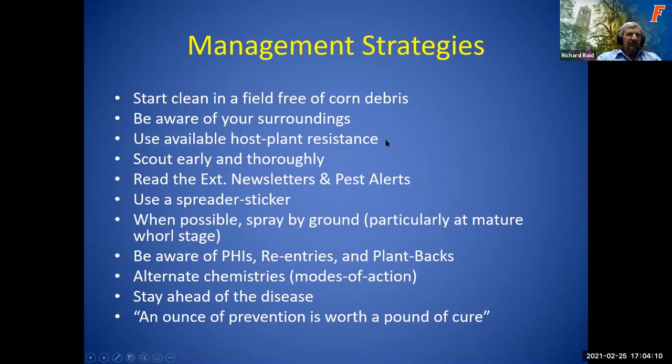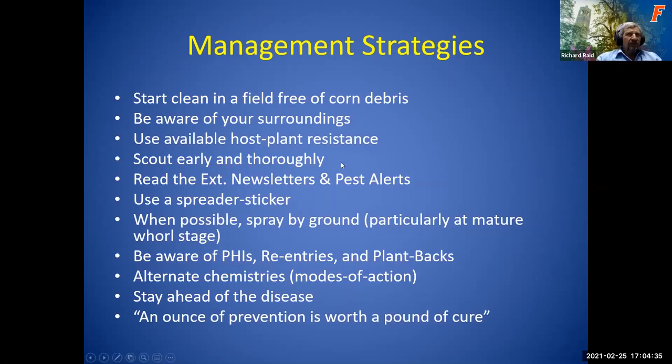But if you've got resistance to use and you've got good varieties that are acceptable for your market, use that host plant resistance as much as possible. You can really reduce the amount of spraying that you're going to have to do. Scout early and thoroughly and know what's going on in your fields. And this means really scouting those fields as soon as that crop comes up.